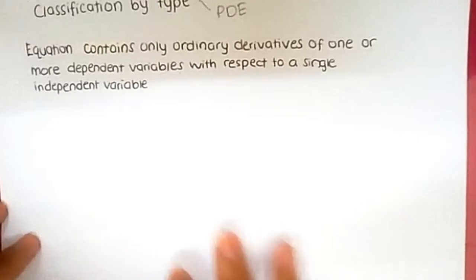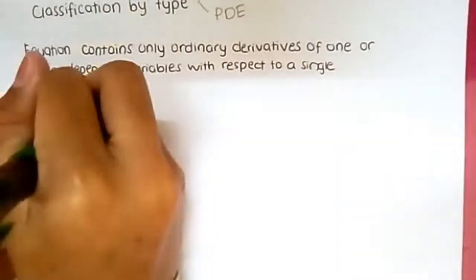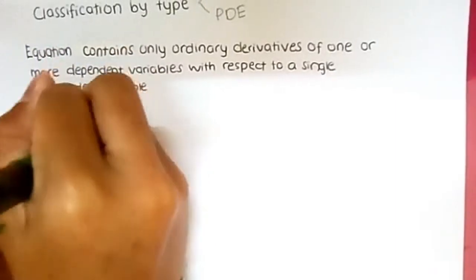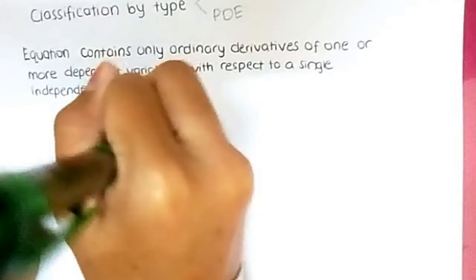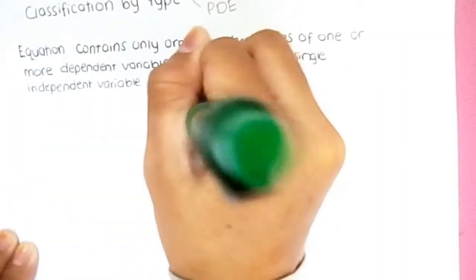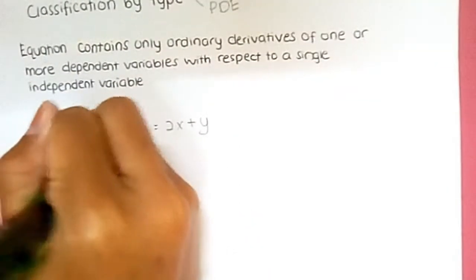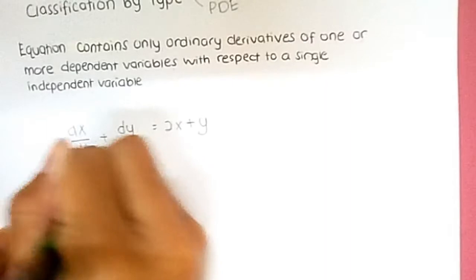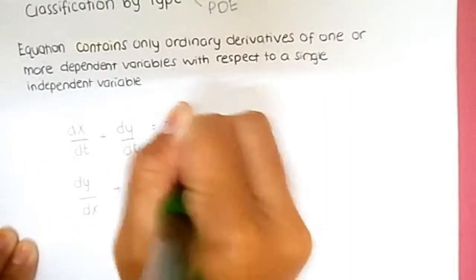Here are some examples of ordinary differential equation. First, dx over dt plus dy over dt equals 2x plus y. Next example is dy over dx plus 5 equals e to the power of x.